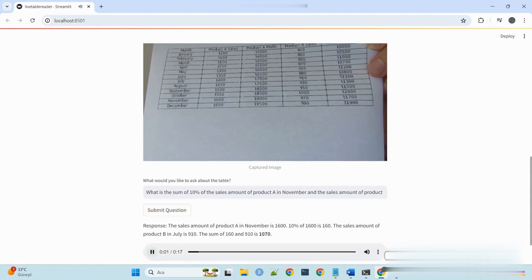The sales amount of product A in November is 1600. 10% of 1600 is 160. The sales amount of product B in July is 910. The sum of 160 and 910 is 1070.